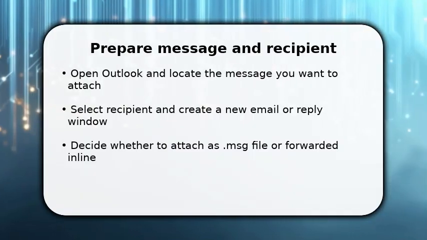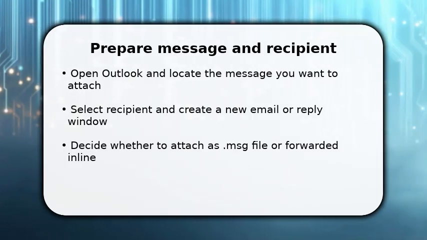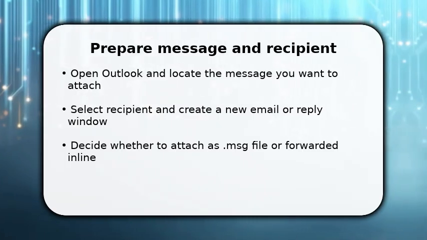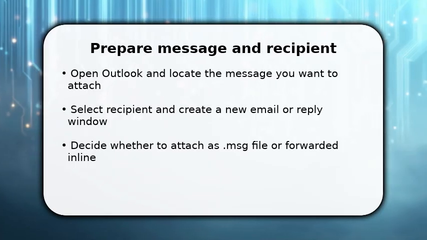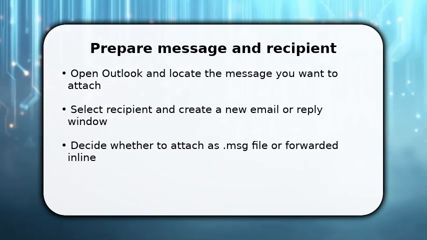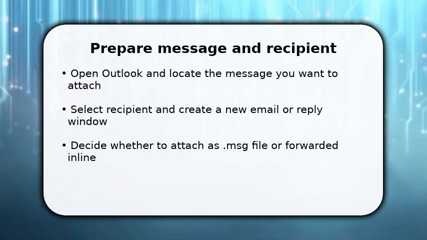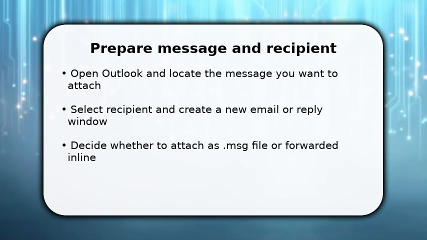You start by opening Outlook and finding the exact email to attach. This saves time. Once located, open a new message addressed to your recipient or reply if appropriate. Make a quick decision. Attach as a MSG file to preserve headers and attachments, or forward inline for a simple quote. This choice affects how the recipient views metadata and attachments.